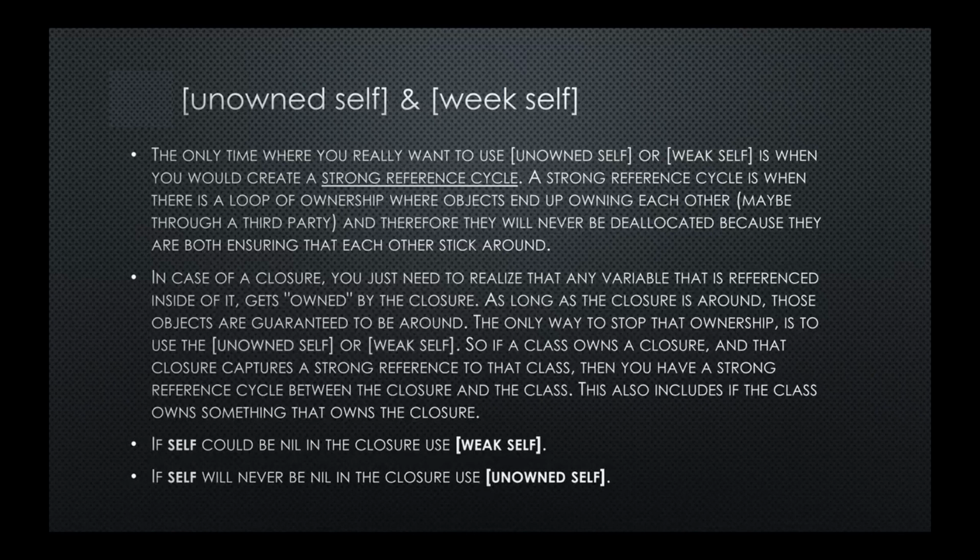In the case of a closure, you just need to realize that any variable referenced inside the closure gets owned by the closure. As long as the closure is around, those objects are guaranteed to be around. The only way to stop the ownership is to use unowned self or unowned weak. Do you get it?